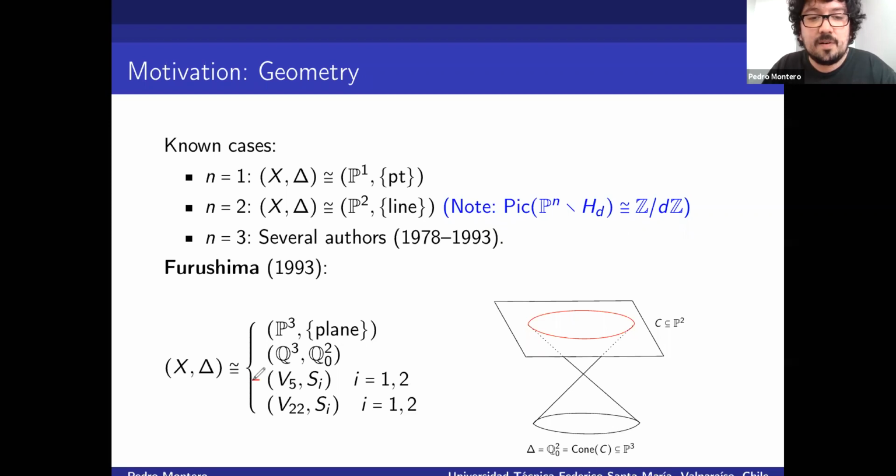You have B5, a degree 5 Fano threefold of Picard number 1. I'm using the Iskovskikh notation. I will come back to this. And you have another one of degree 22. And you have 2 possible boundaries, actually. These are irreducible surfaces, but they can actually be very singular. For instance, one of these possibilities, I forgot, even allows non-normal boundaries. So it's not a very nice compactification, but it's still a compactification of the affine space.